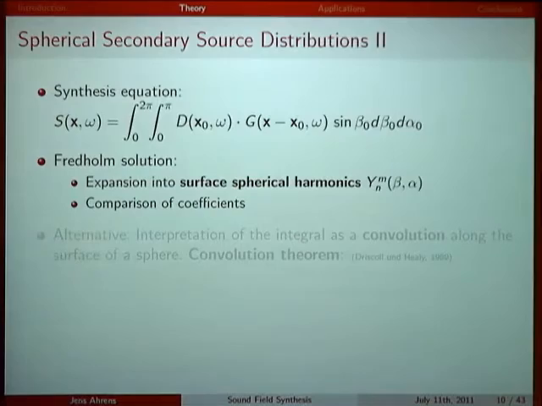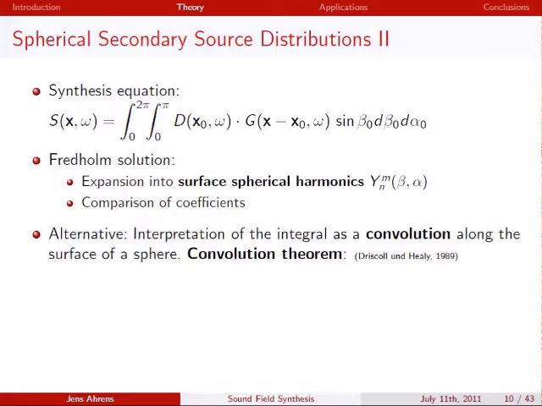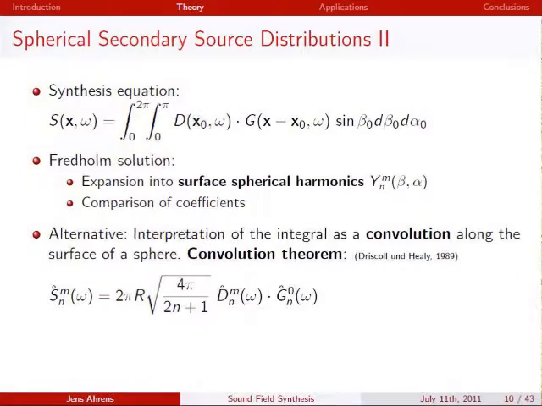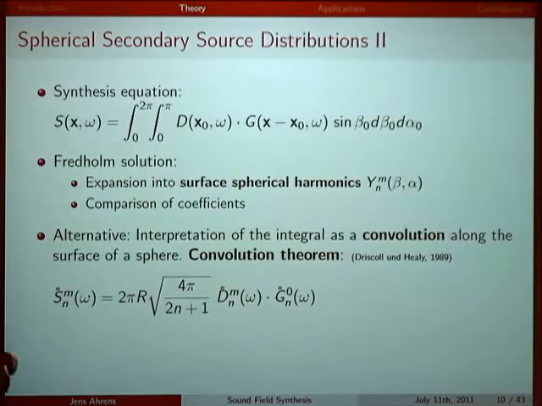I want to propose an alternative which is actually exactly the same. For this example, it will be very helpful later in the talk to use this interpretation that I propose. I propose to interpret this integral as a convolution along the surface of a sphere, because then a convolution theorem can be established which relates the coefficients of the involved quantities with respect to an expansion into spherical harmonics. So this is actually exactly the same. This is the comparison of coefficients, but as I said, later in the talk it will be clear why this can be beneficial.